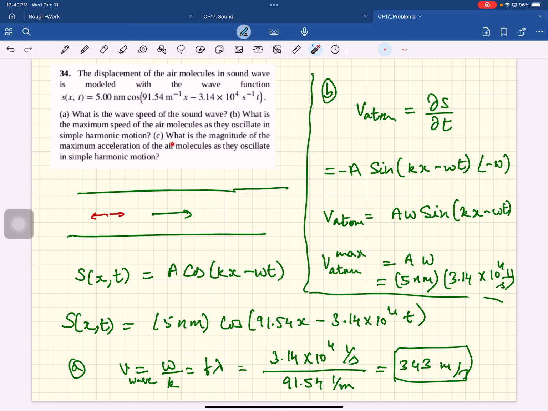And then they ask you, what is the magnitude of the maximum acceleration of the air molecules as they oscillate? As the air molecules are oscillating, at the center they're going the fastest. Where is their acceleration the maximum? Think of the air molecules as a mass attached to a spring. That's what's happening. So where is the acceleration of the mass the maximum? At either end.